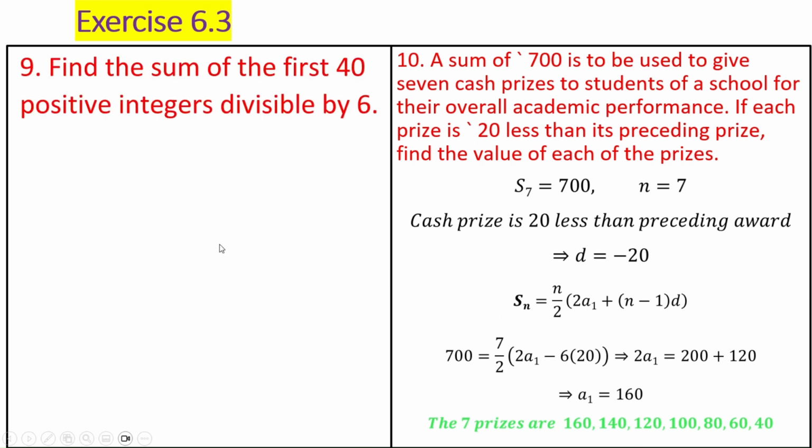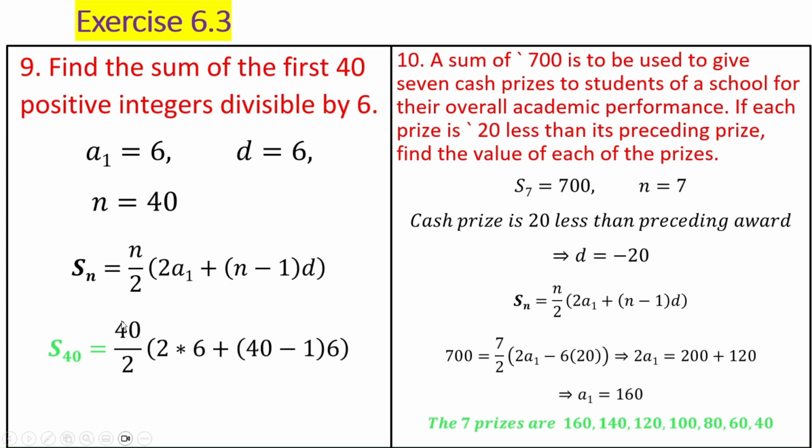Next. Find the sum of first 40 positive integers divisible by 6. So this is very easy. A1 equals 6, D equals 6, n equals 40. Now I just need to find Sn, S40 basically, right? S40 equals, if I substitute all the values, 4920. Next.